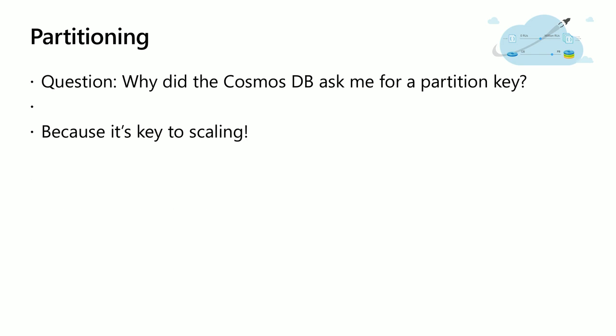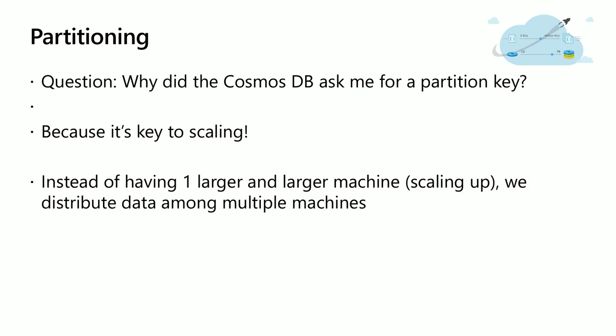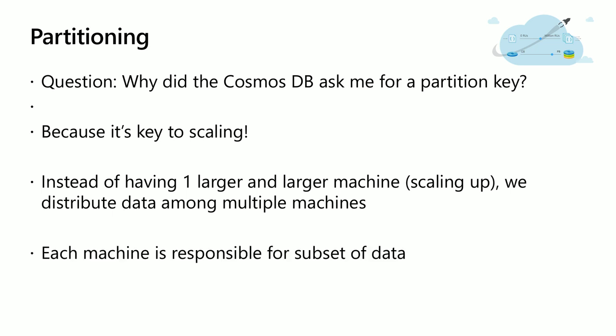What Cosmos DB does is, instead of having one large, single point machine that you need to keep scaling up if you need to scale your application, we actually distribute your data among multiple machines. All your data is spread among a smaller number of physical machines, and each machine, or physical partition, is responsible for a subset of the data. So the data is horizontally sharded across various machines.